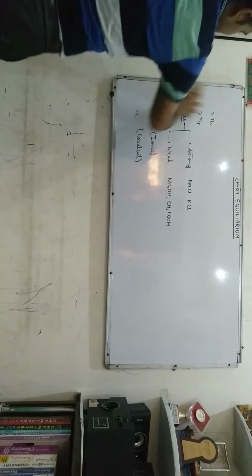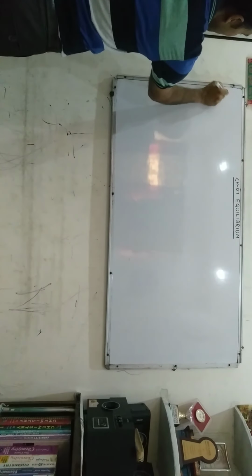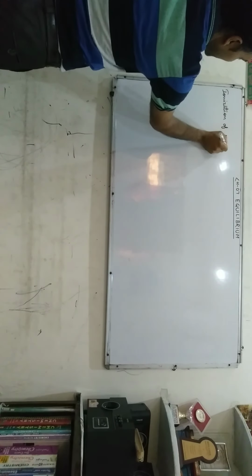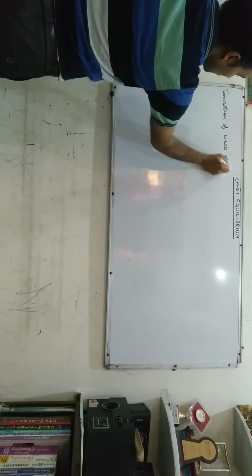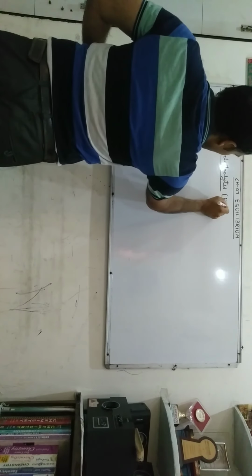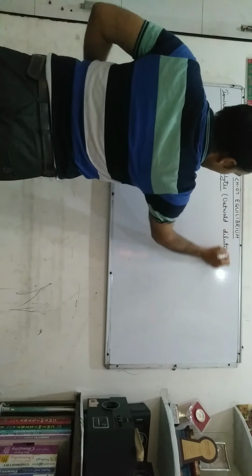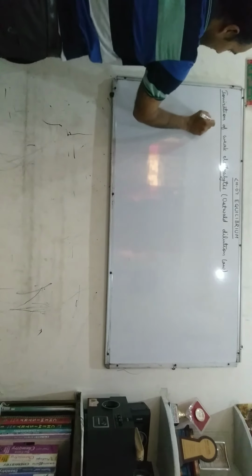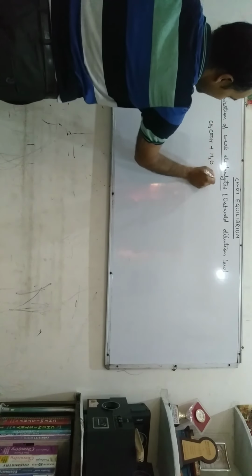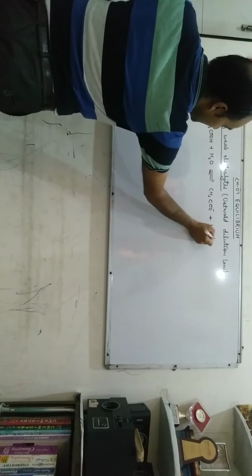Now let us discuss ionization of weak electrolytes (Ostwald dilution law). Now let us take an example. We have an acetic acid which is an example of weak electrolyte. When added in water, it produces acetate ion along with hydronium ion.